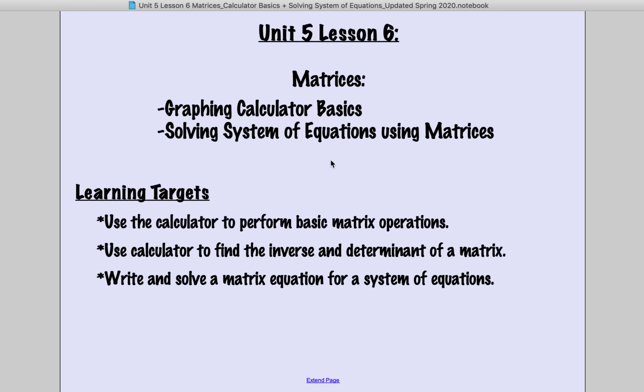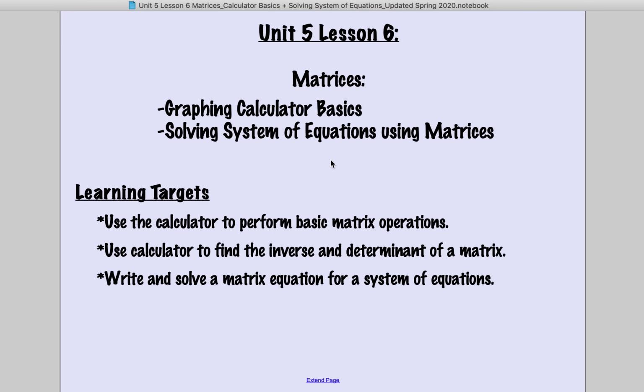Today we're going to look at how to use our graphing calculator to enter matrices, and then we're also going to solve a system of equations using matrices. If you remember in Lesson 5, we recalled how to solve systems of equations using algebra, so substitution and elimination. Today I'm going to show you how to do that using matrices, and also your graphing calculator. So what you're going to want is your graphing calculator.